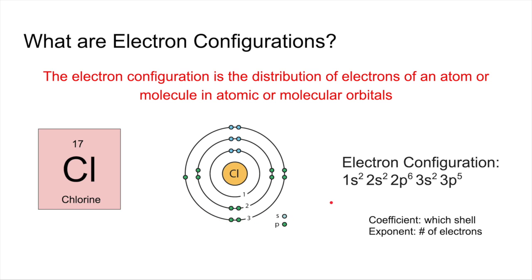And notice how, since the exponent equals the number of electrons, when you add the exponents together of this entire electron configuration, you get the atomic number of chlorine. So if you ever get a question on, let's say, which element does this electron configuration correspond to, you can simply add up the exponents and then you get the element.